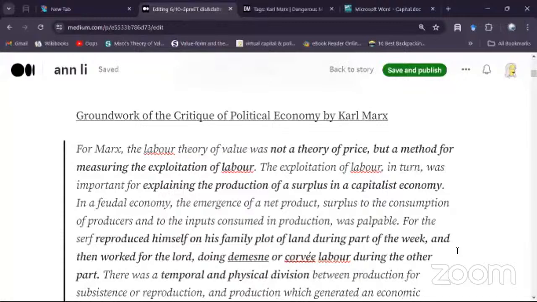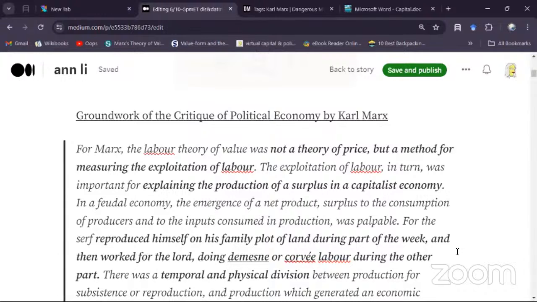At another level, what counts as exploitation? And is exploitation the same as alienation, or is it estrangement? The exploitation of labor, in turn, was important for explaining the production of a surplus in a capitalist economy. In a feudal economy, the emergence of a net product surplus to the consumption of producers and to the inputs consumed in production was palpable.